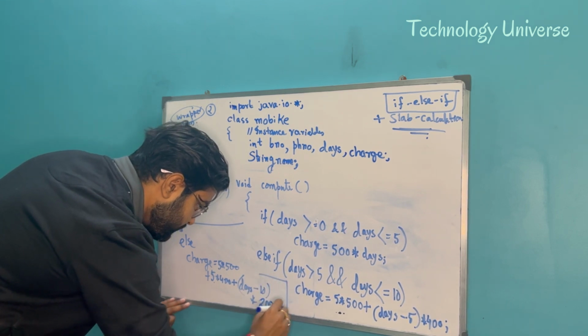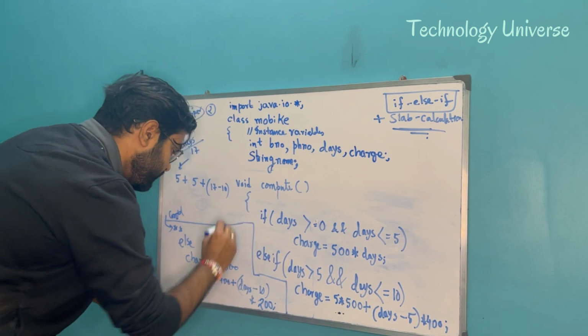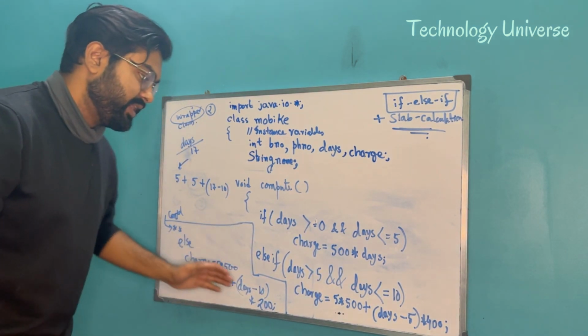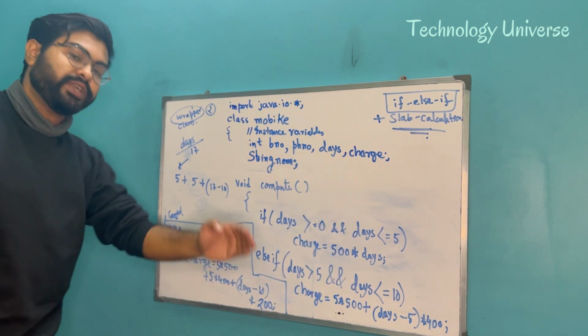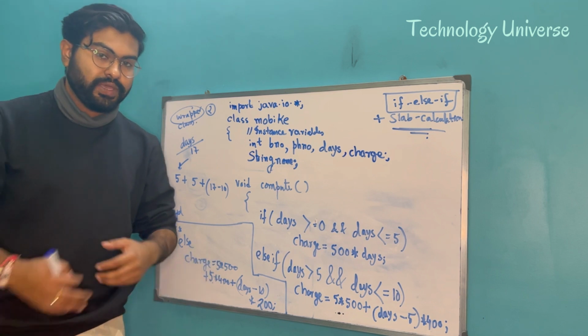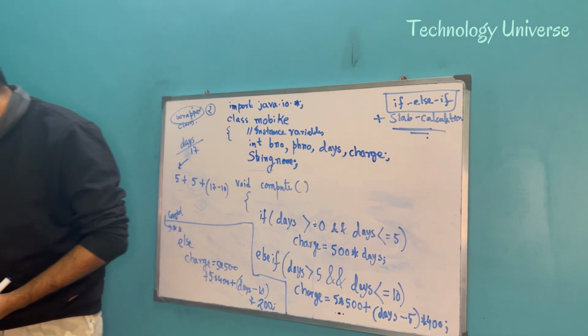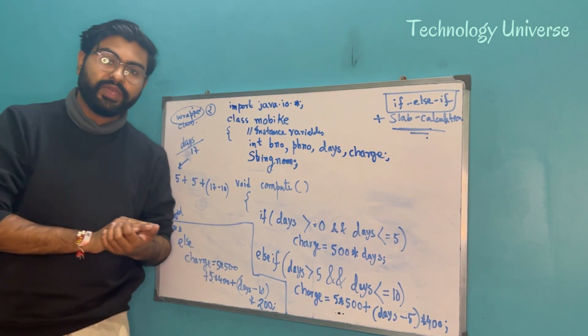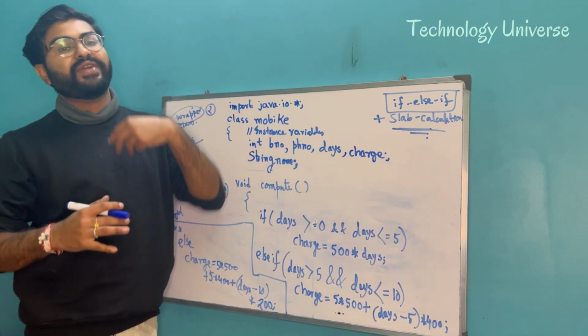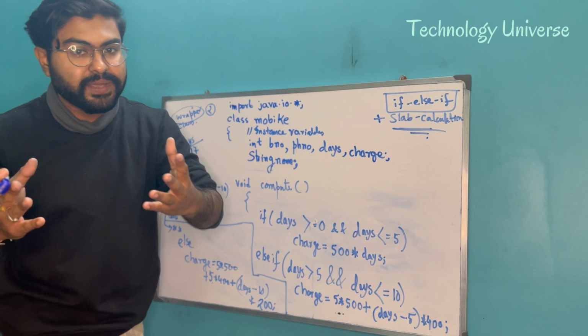Okay. So we are completed now. If sorted out, else if sorted out, and else sorted out. Now the task of the compute method was to do this only. We have calculated the rental charge. We don't have to display it here. For displaying the details, we have another method in the question, that is the display method, right?